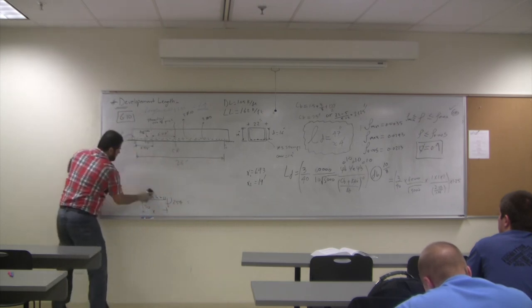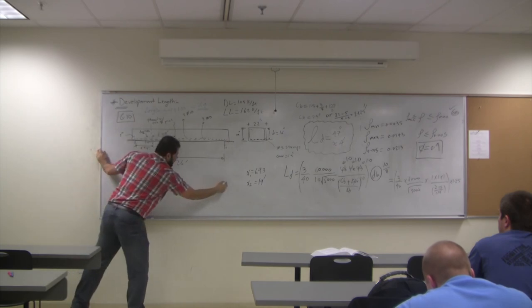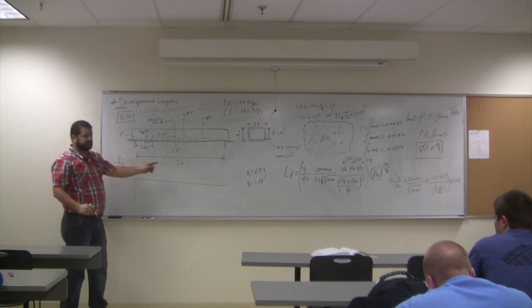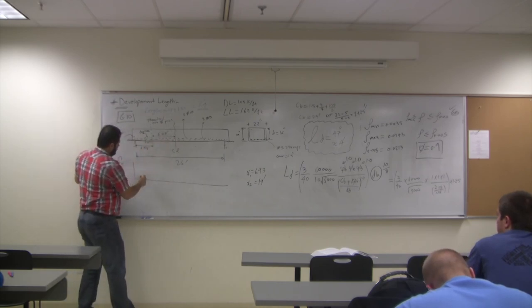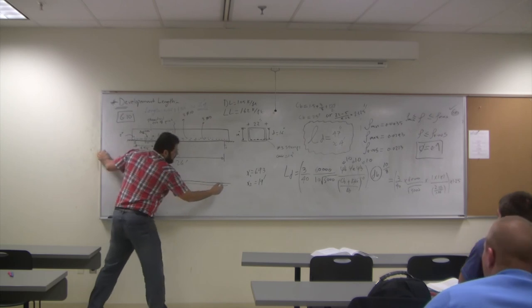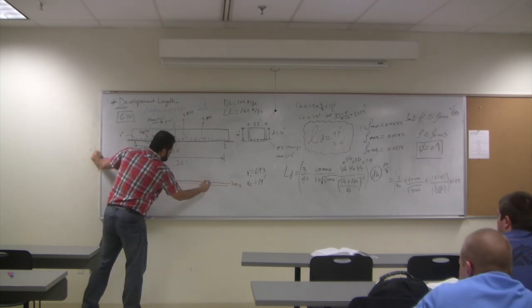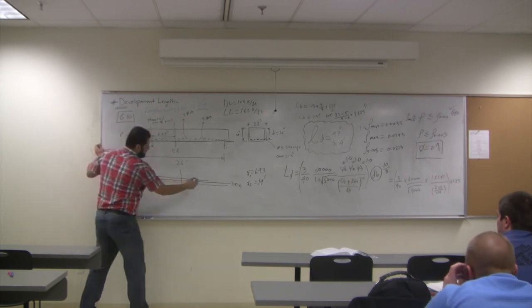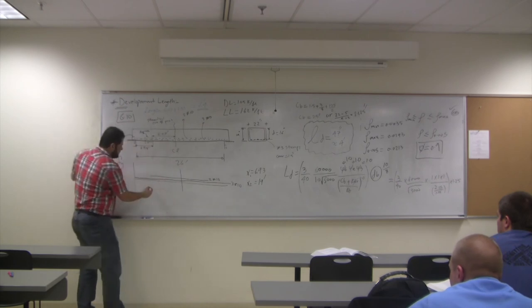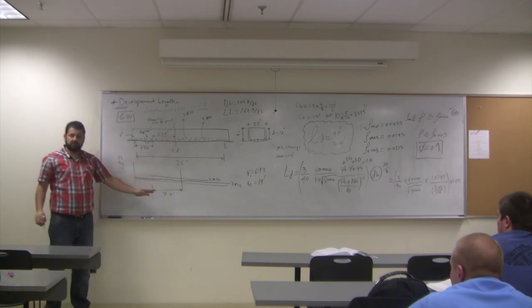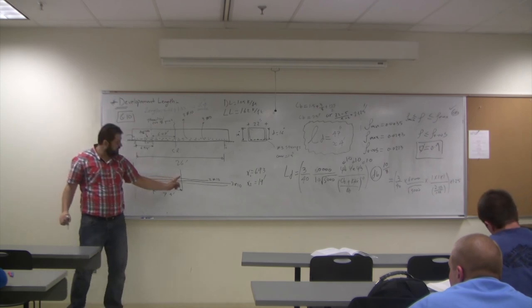Let me show you what's happening. For those two bars here, okay? Those are the three bars going all the way, three number 10, and those are the two bars. They are at the same level, okay? Those are the two number 10. This distance we said is how much? From the theoretical cutoff points, from the strength demand, this is 7.4 foot. Right? 7.4 foot.